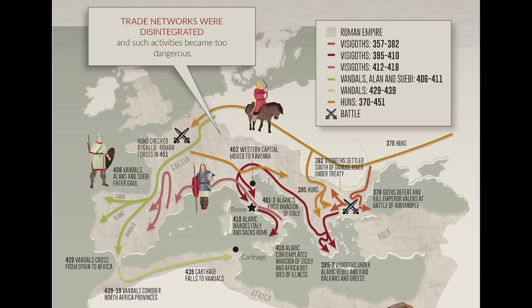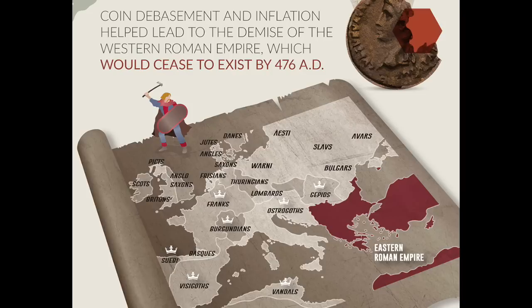The empire at this point was beyond repair, beyond saving. And as you all know, as history has shown us, eventually it was just completely and utterly destroyed. Coin debasement and inflation helped lead to the demise of the Western Roman Empire, which would cease to exist by 476 AD. So there you go. That is a lesson in and of itself. As we said in the beginning, those who do not remember the past are condemned to repeat it. If you do not learn from history, you will repeat it. And every Western civilization, every Western country at this point, needs to pay attention to that.